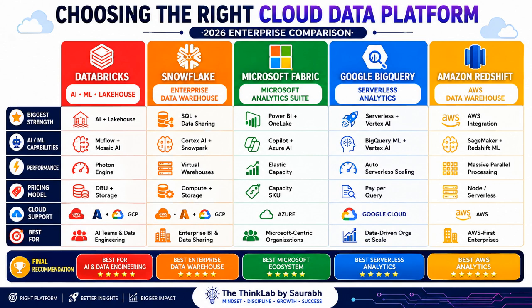Developers can use Snowpark to write Python, Java and Scala code directly inside Snowflake, right? The Cortex AI platform enables generative AI capability, and it can also be used for document search and intelligent SQL applications. Snowflake is widely used in banking, insurance, healthcare and retail, where secure data sharing between organizations is extremely important, right?